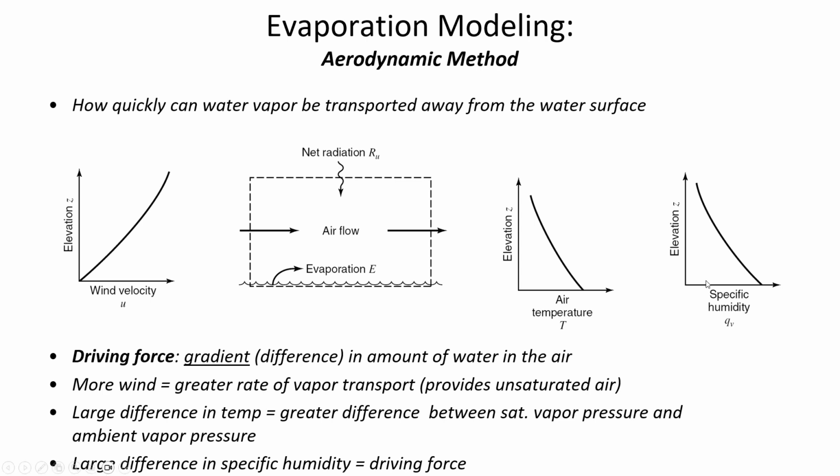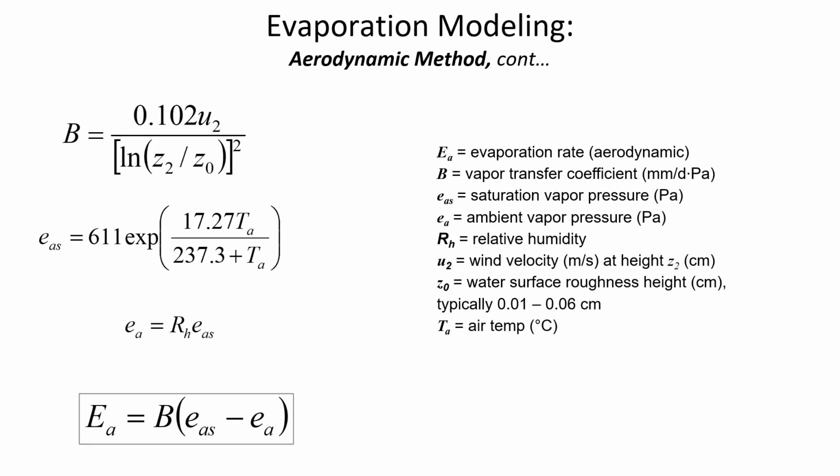And then large differences in the humidity. The specific humidity means the amount of moisture compared to saturation. Relative humidity is one way of expressing the specific humidity. So it's also a driving force. So low humidity drives evaporation and high wind drives evaporation. So both of those things are accounted for in the aerodynamic method.